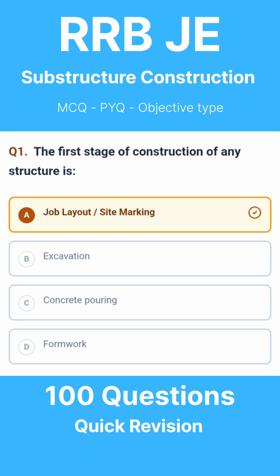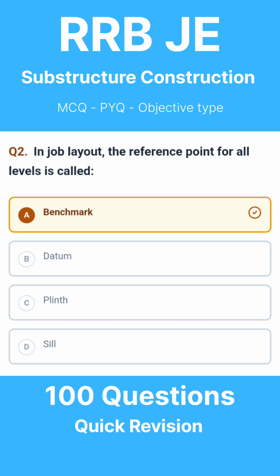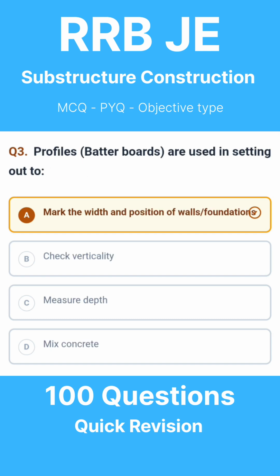Question 1. The first stage of construction of any structure is. The correct answer is job layout/site marking. Question 2. In job layout, the reference point for all levels is called. The correct answer is benchmark. Question 3. Profiles/batter boards are used in setting out to. The correct answer is mark the width and position of walls/foundations.